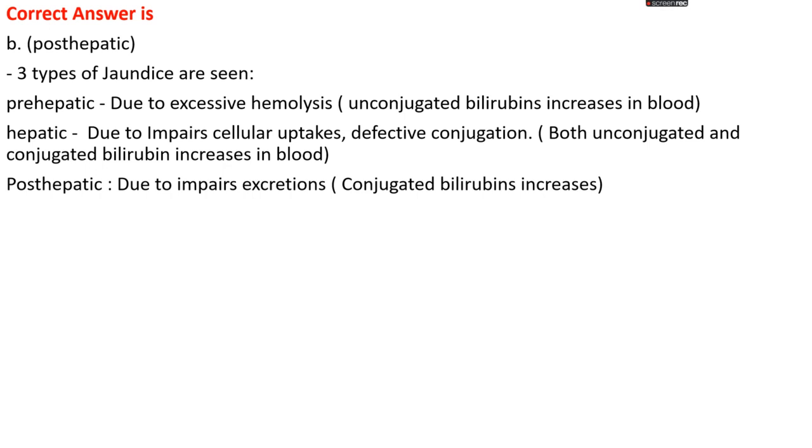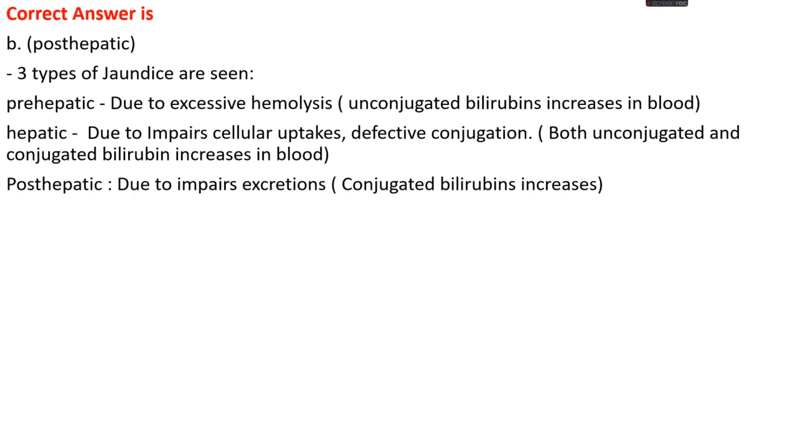There are three types of jaundice seen. First is pre-hepatic, which is due to excessive hemolysis. In this case, the amount of unconjugated bilirubin increases in blood. Second is hepatic jaundice, which is due to impaired cellular uptake and defective conjugation. In this case, both unconjugated and conjugated bilirubin increase in blood.